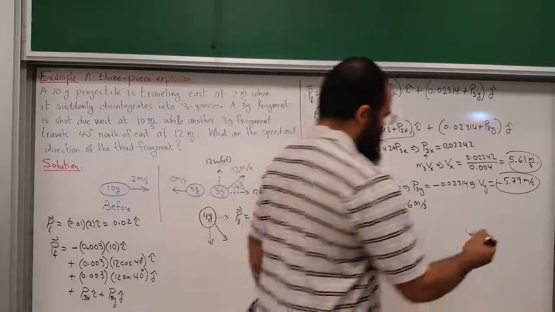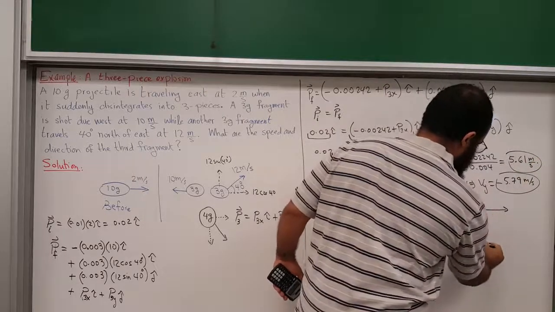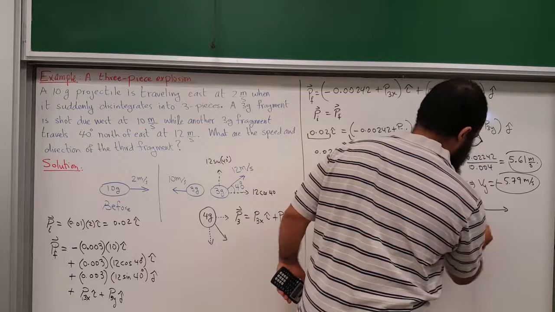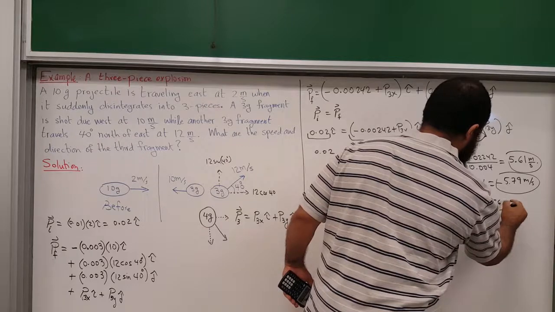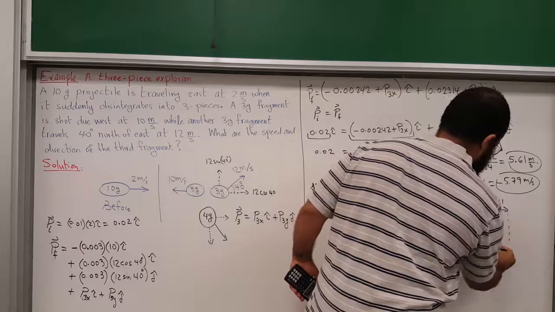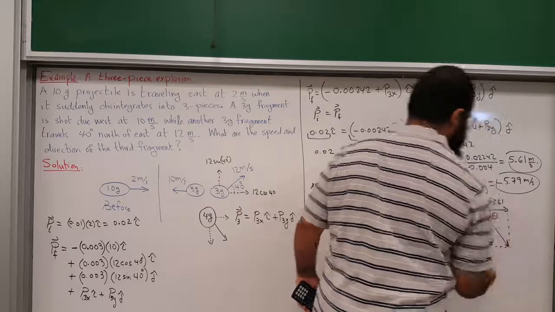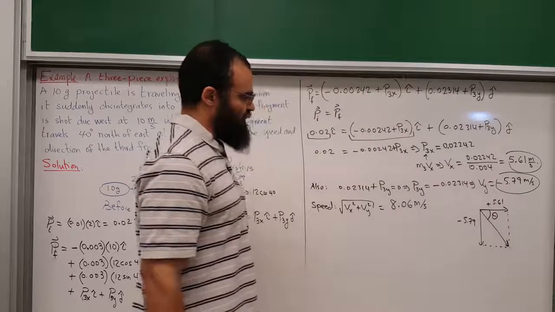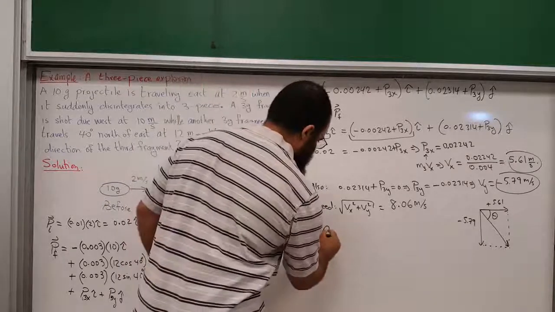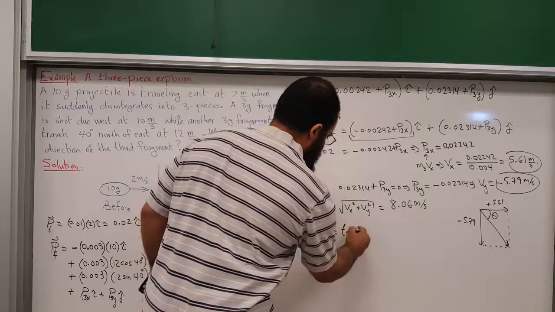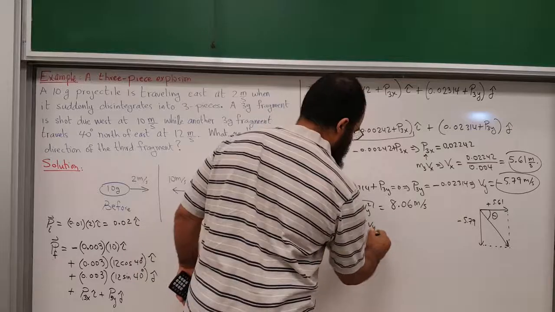The direction, well, it's 5.61 units this way and 5.79 units this way. So this is negative 5.79 and this one is positive 5.61. And so the velocity is in this direction, and we would like this angle. It will be slightly more than 45 degrees because the y wins, but it's below. So theta will be tangent inverse of Vy over Vx.